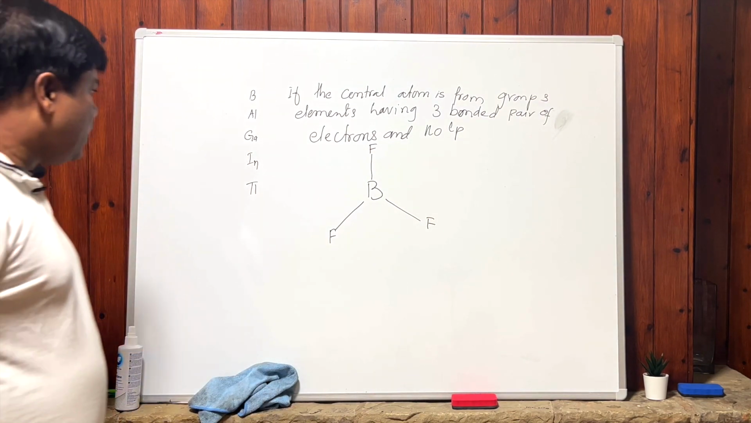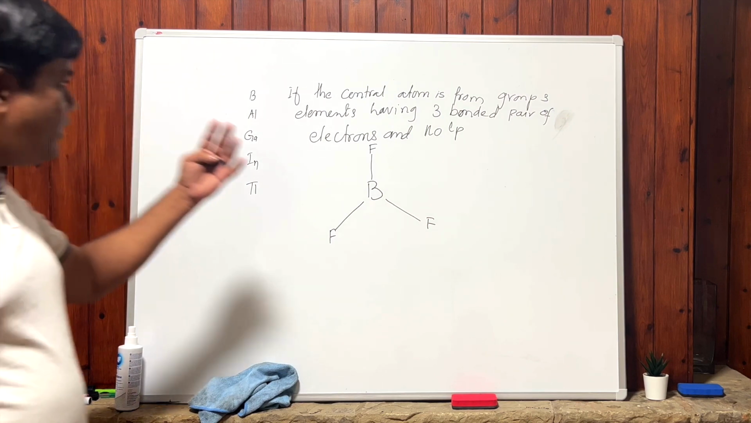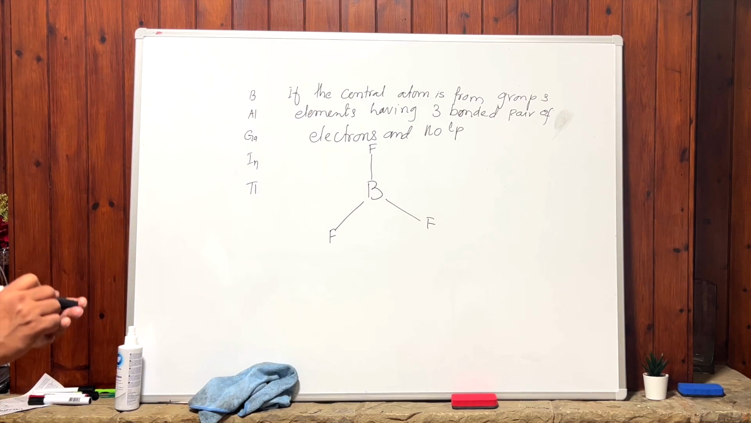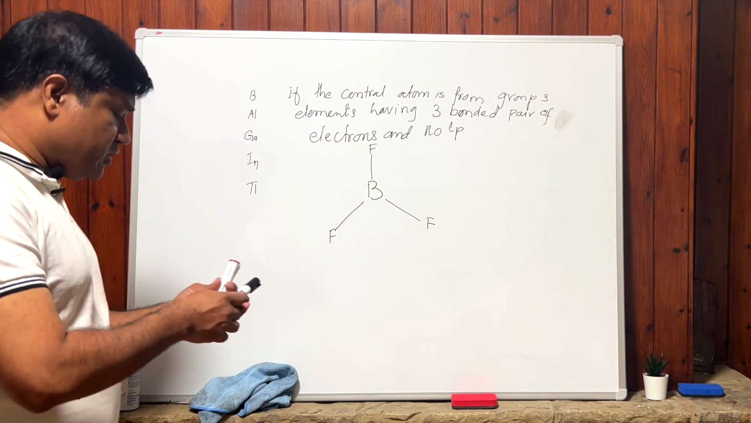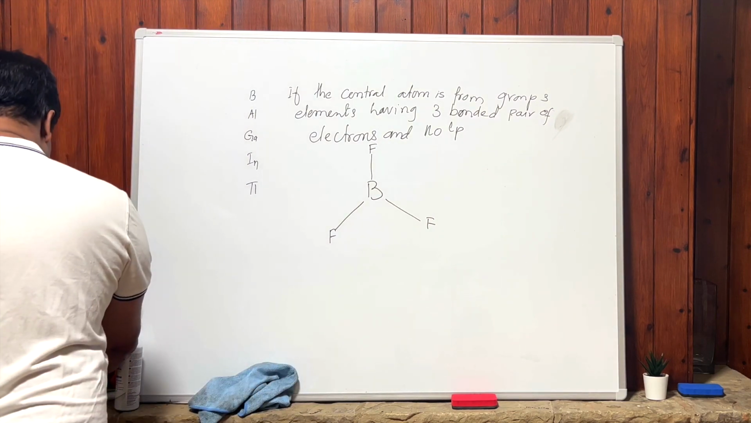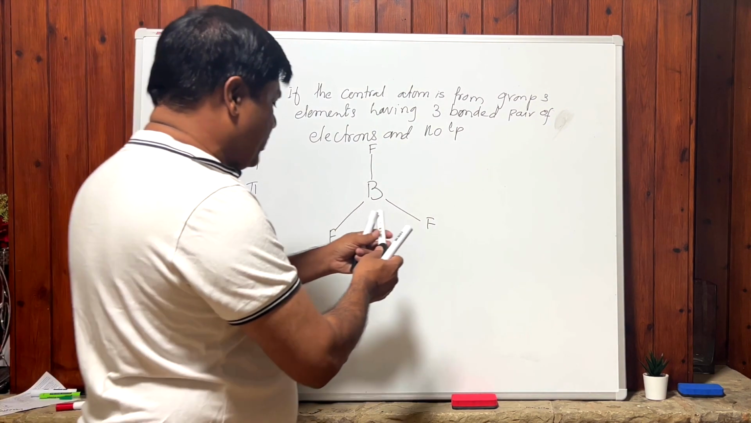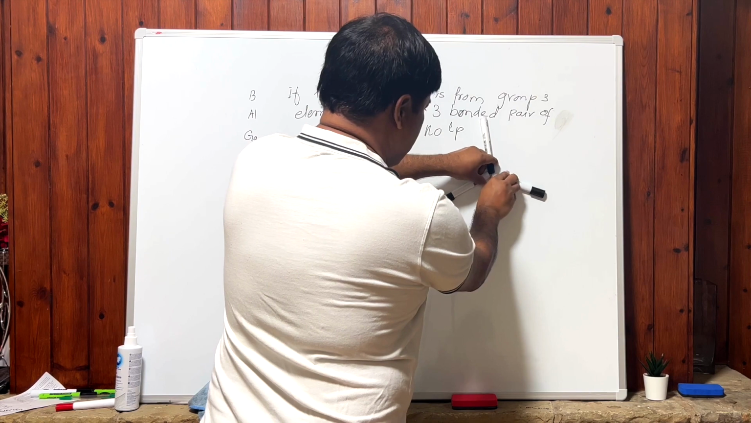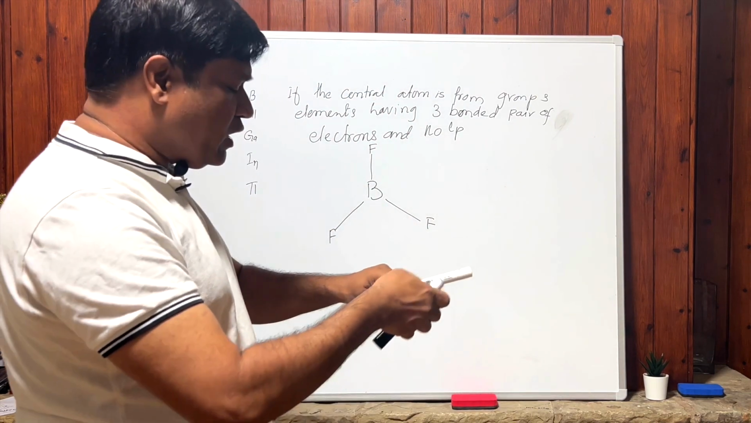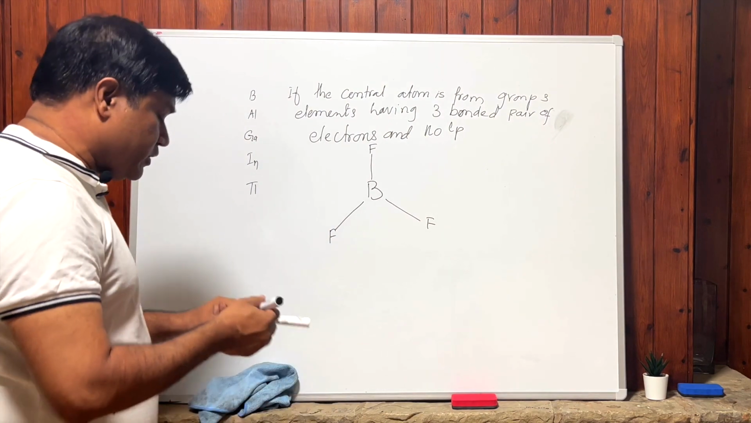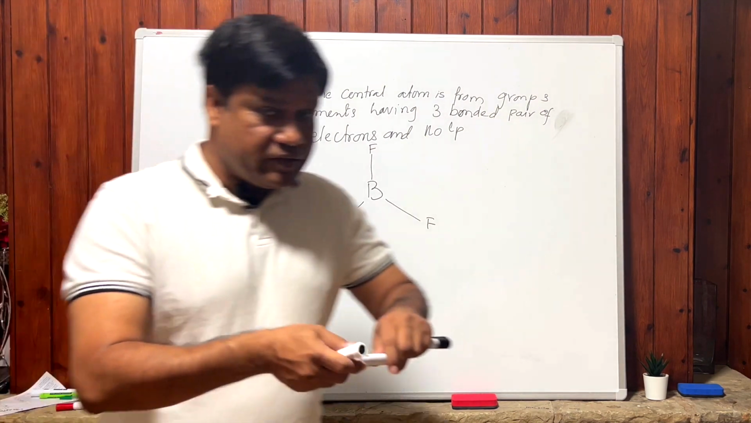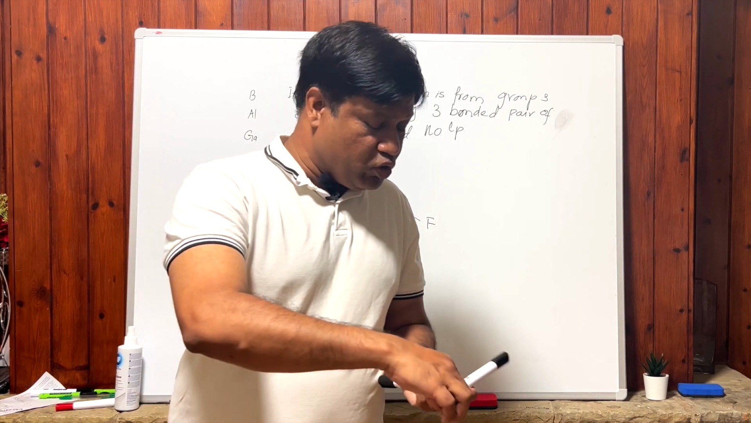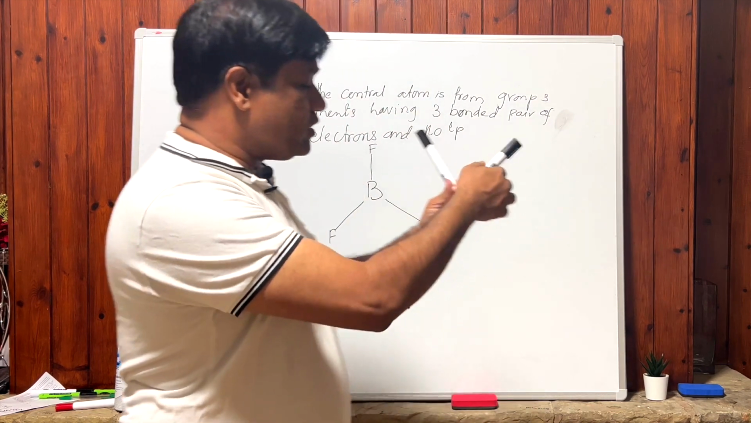Okay. So if the central atom is from group 3, having 3 bonded pairs of electrons and no lone pair, look at that. This is a planar molecule, like the whiteboard. Or you can imagine that's the wheel of a car. It is planar. Ammonia is 3D, and this is the planar molecule.